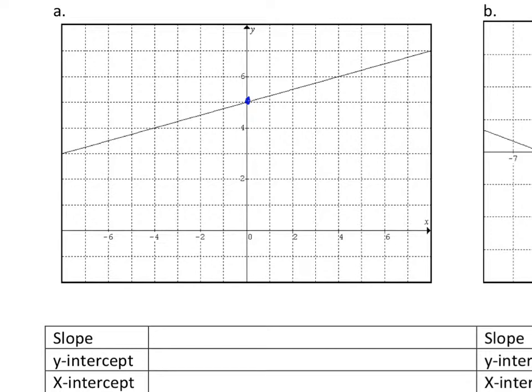Slope is telling me how far up and down compared to how far left and right I'm going. If I go up 1, I need to go over 1, 2, 3, 4 before I find another point on the grid. So my slope is rise over run: I went up 1 and to the right 4. You can see the line is going up from left to right, which means I do have a positive slope. So we'll put 1/4 in here.